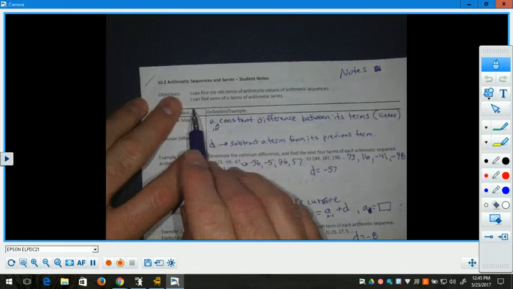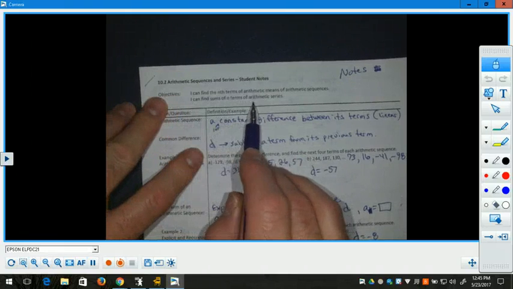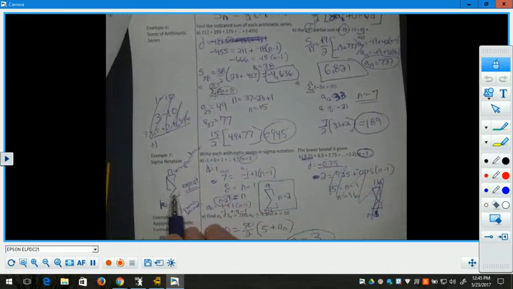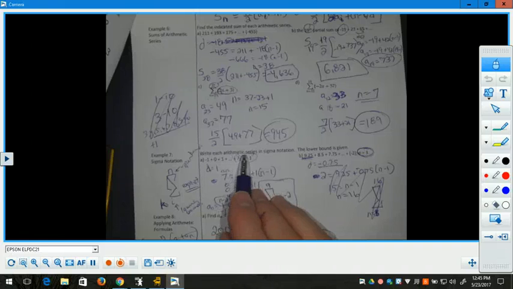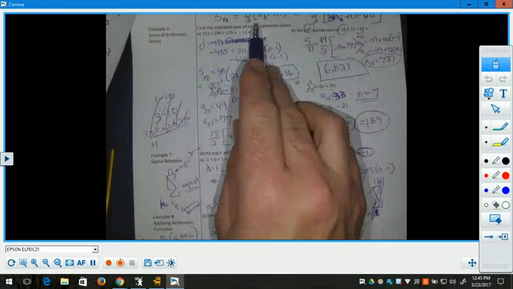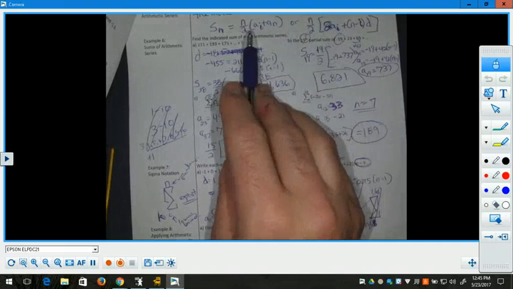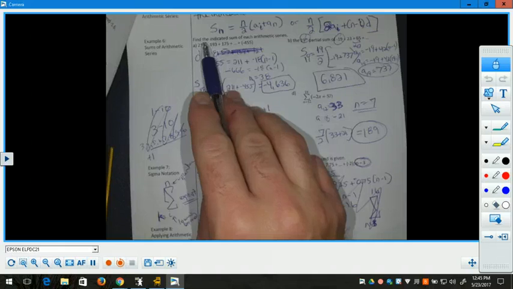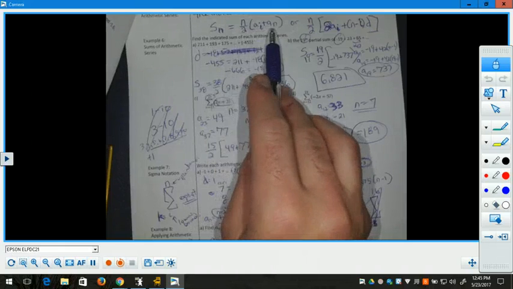So today we looked at finding the sums of n terms of an arithmetic series. We also looked at how to write problems in sigma notation, write each arithmetic series in sigma notation, find the indicated sum of the series using one of those two formulas, and using those two formulas, if we already know the sum, to find either a sub 1 or a sub n.